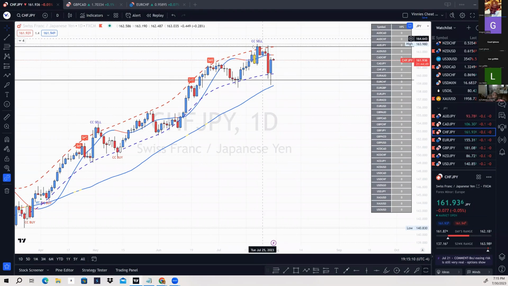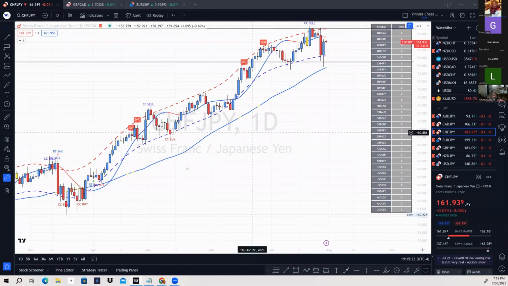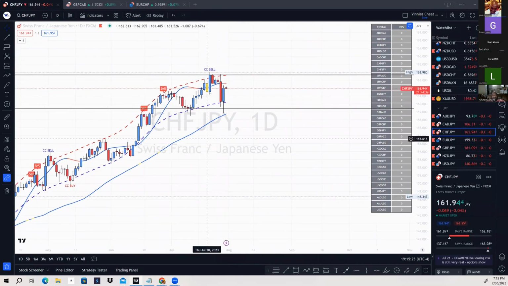CHFJPY, we have a cheat code sell signal, price is at a higher time frame supply zone. We already had an initial move and then price is pulling back. We are bullish on this pair. The overall trend, as you can see, is bullish, but I do expect some more down movement. And why do I expect some more down movement?